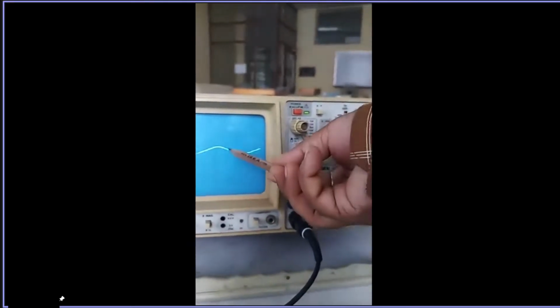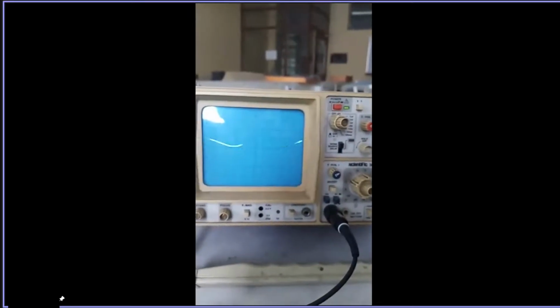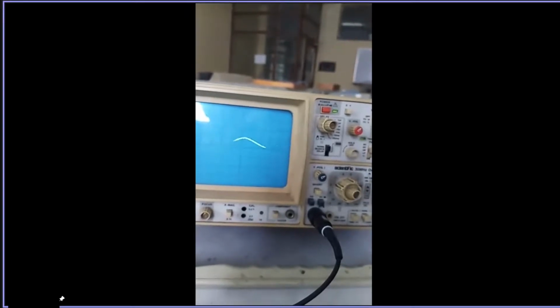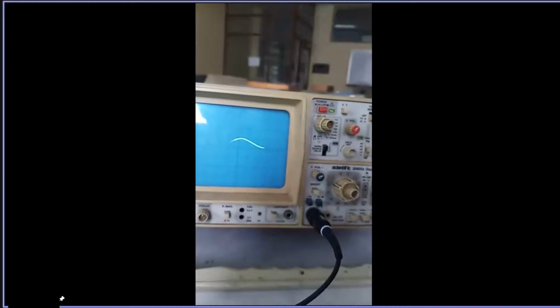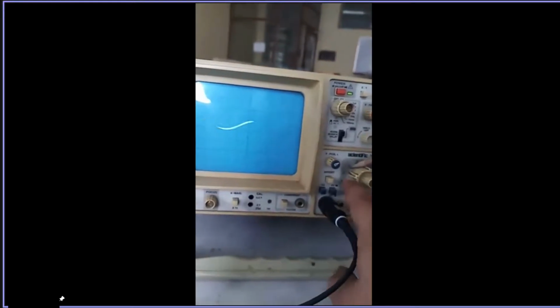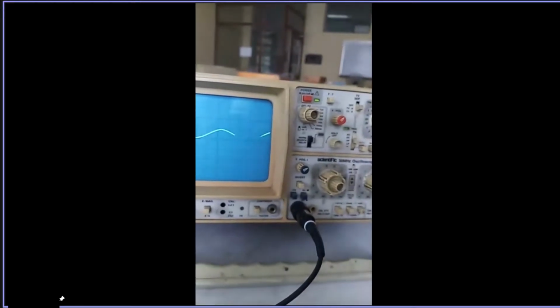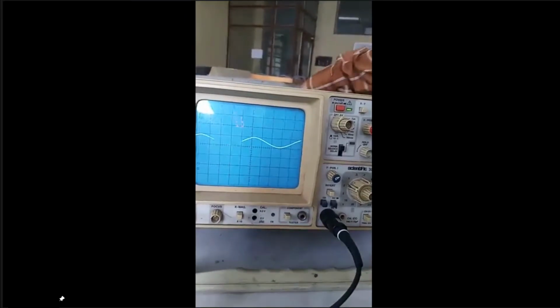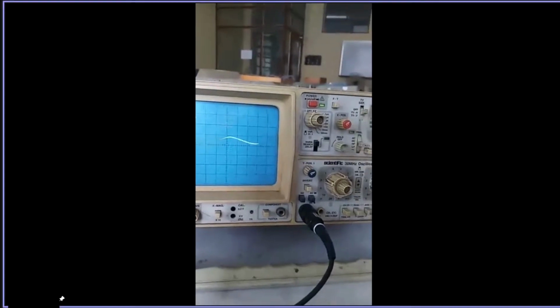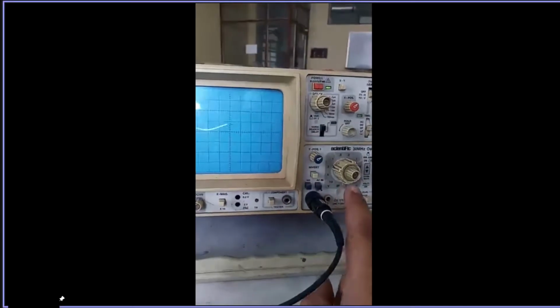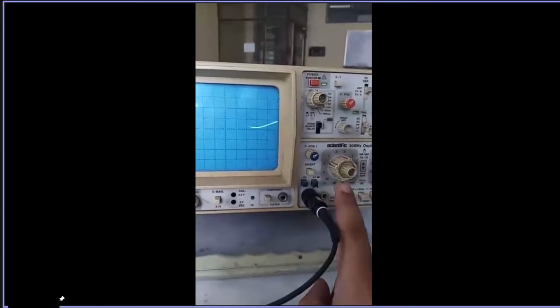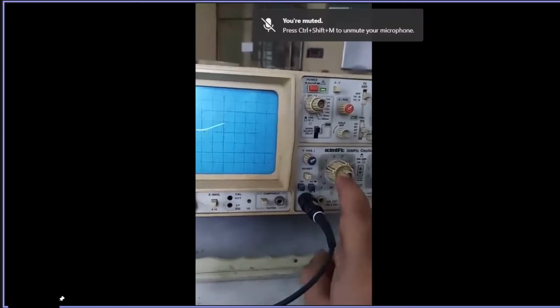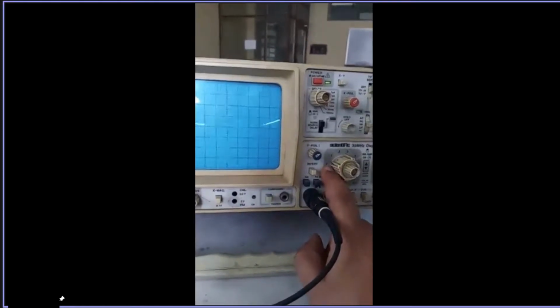1 division is 2 volt. Yes. You can see Mandal sir is showing the volts per division also, right? That is required to measure the value on this scale. You can see the voltage per division, right? We want 2 volt peak to peak. So it is showing 2 here.